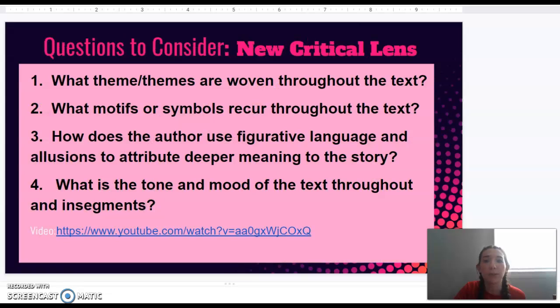So as far as questions to consider when looking at a literary piece through new critical lens, what is the theme or themes that are woven throughout the text? What motifs or symbols reoccur throughout the text? How does the author use figurative language and allusions to attribute deeper meaning to the story? And what is the tone and mood of the text throughout and in segments?